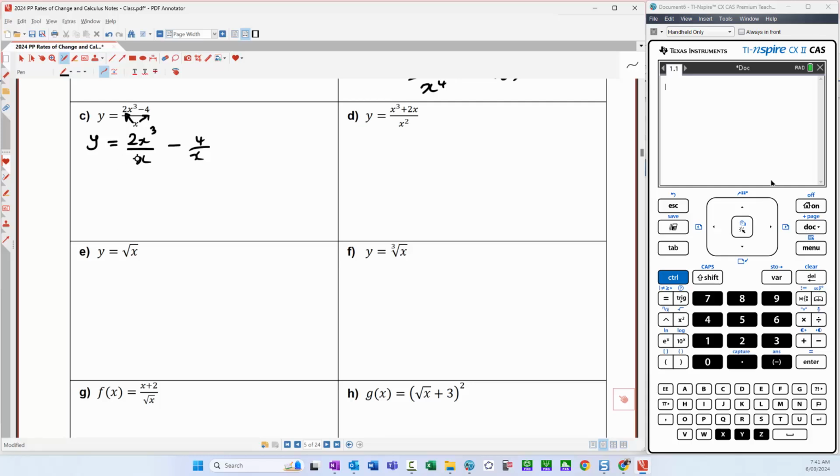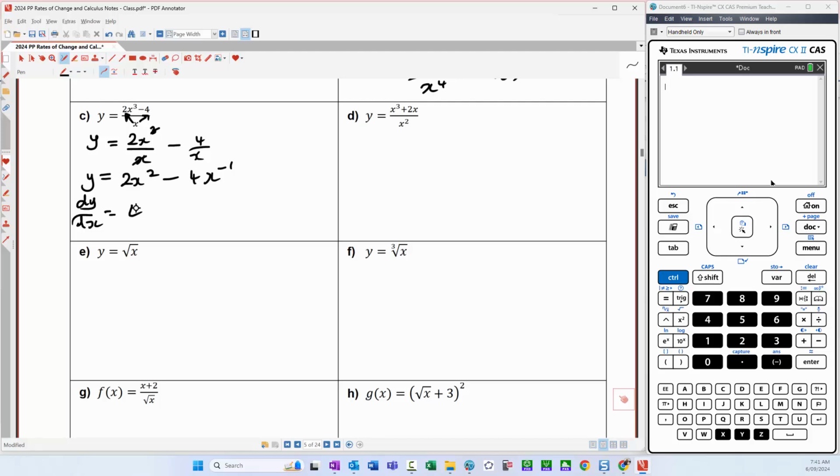Now what I can do is rewrite each of these. I'm going to rewrite this one as 2x squared because that cancels with that. And this one here, I'm going to bring that x to the top and write it with a negative index. So that's take away 4x to the negative 1. And now we're ready to derive.